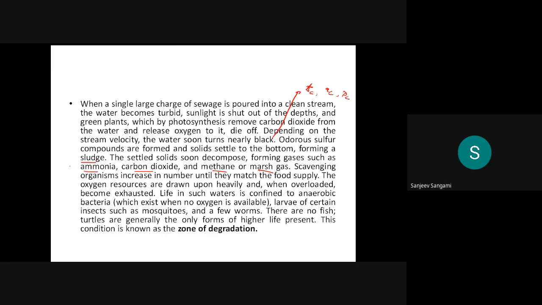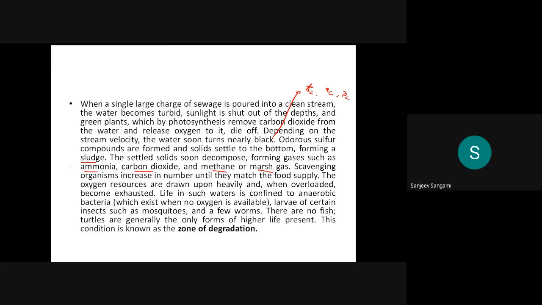Means the rivers and the ponds are completely polluted, the DO is completely zero, and whichever sludge or solids have settled are decomposing. Once it is decomposing, ammonia as well as carbon dioxide and methane gas are forming. Of course, we know that methane gas is combustible in nature. Whenever the temperature goes on increasing, suddenly it will catch fire. If you use some of the matchsticks, then automatically it will start glowing.